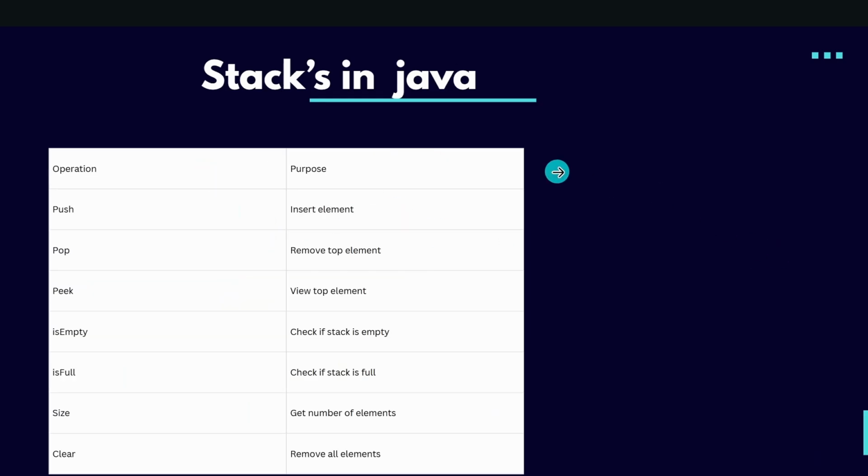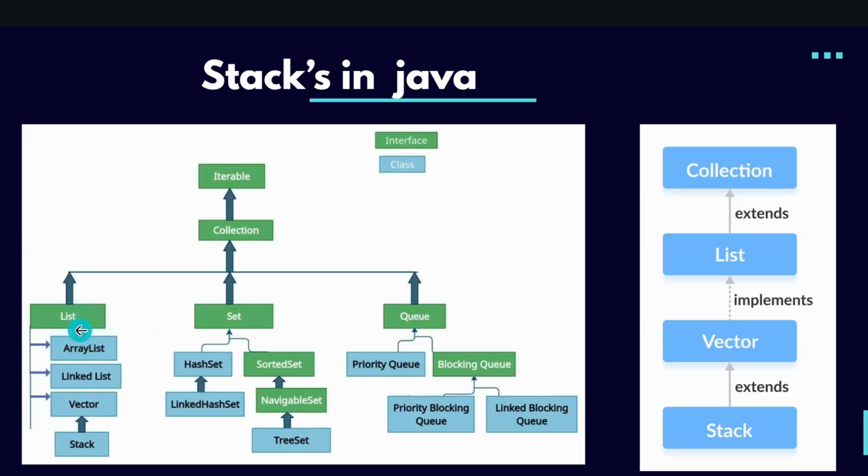So what operations can be performed on the stack? If you see, we have push, pop, peek, isEmpty, isFull, size, clear. So these are the operations that we are able to perform on the stack. I hope you know these three things that I have already explained before: push means insert an element, pop means remove, peek means to view the top. isEmpty and isFull mean we have to check the stack, let's see that also.